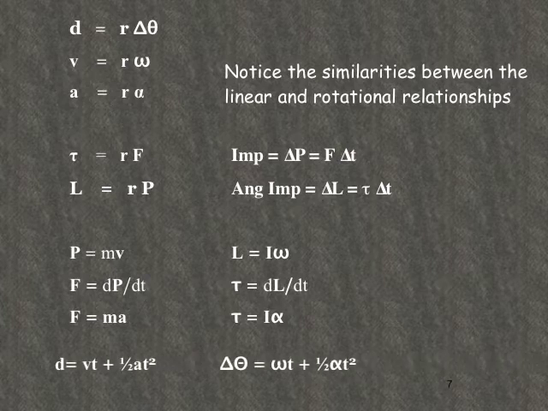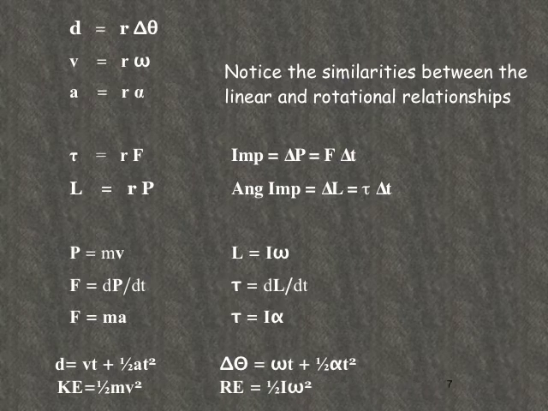And we also have our kinematic equations relating velocity and acceleration to distance in rotational and linear form, and they look almost identical. And lastly, kinetic energy is 1/2 mv squared. Rotational kinetic energy is 1/2 rotational inertia times rotational velocity squared, 1/2 I omega squared.